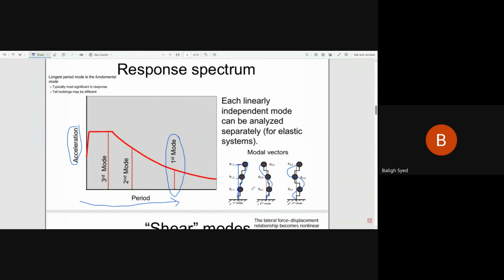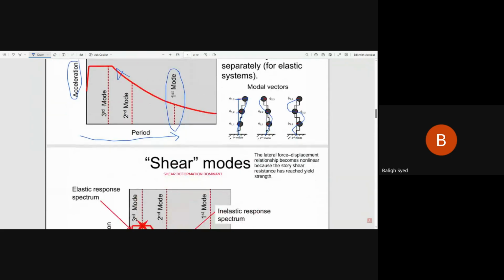from their neutral position. So then what we can do is combine all the modal responses, either with the CQC method, complete quadratic combination, or the square root of sum of the squares method, and then get the one response. If we combine all of them and get the one response, then we can use this curve, and then we can design our structure, right? But remember that this shape is very critical for you.